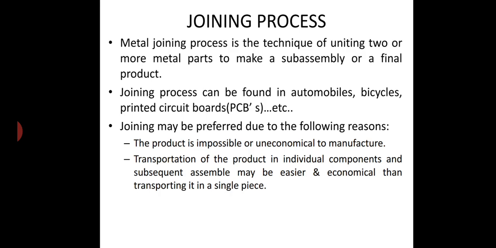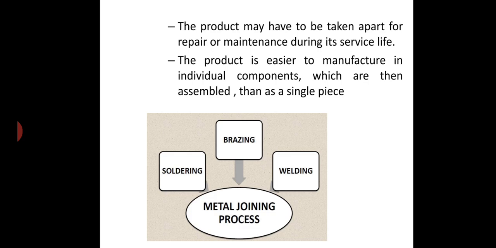Another type of joining method is the temporary joining method, where you can use nut and bolt, that is fasteners, screws, or rivets. All of them are called temporary joining processes. We will be dealing more with your permanent metal joining processes.